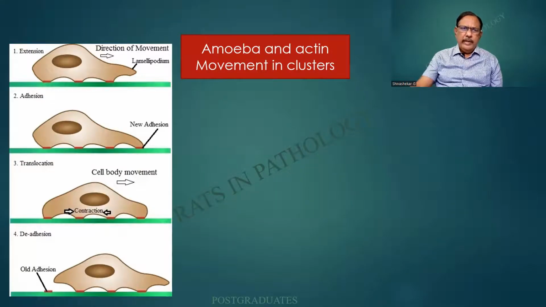So this is one. It is literally an extension, then there is an adhesion, and finally there is the transfer of the movement over here. And I find that from one adhesion to the other it moves. The cell over here, an amoeba, is a freelancer. It can move wherever it wants.